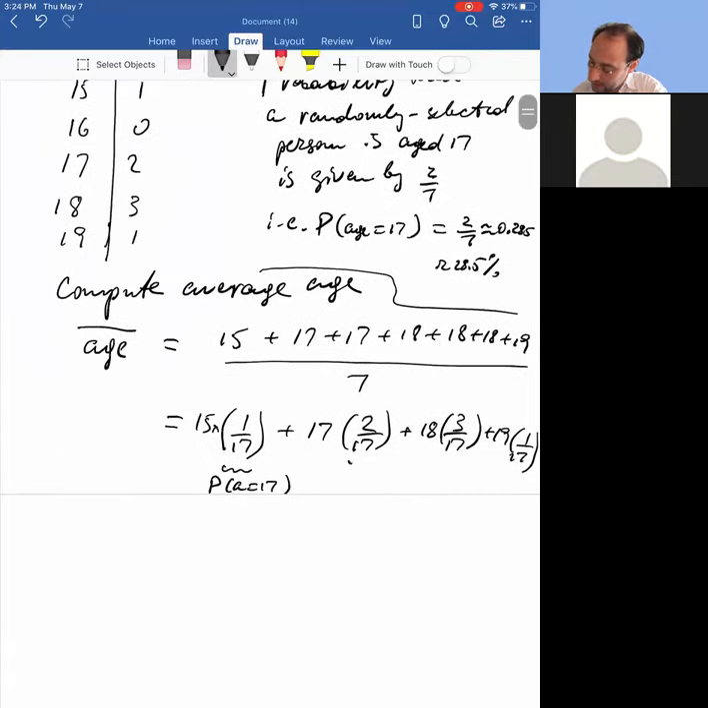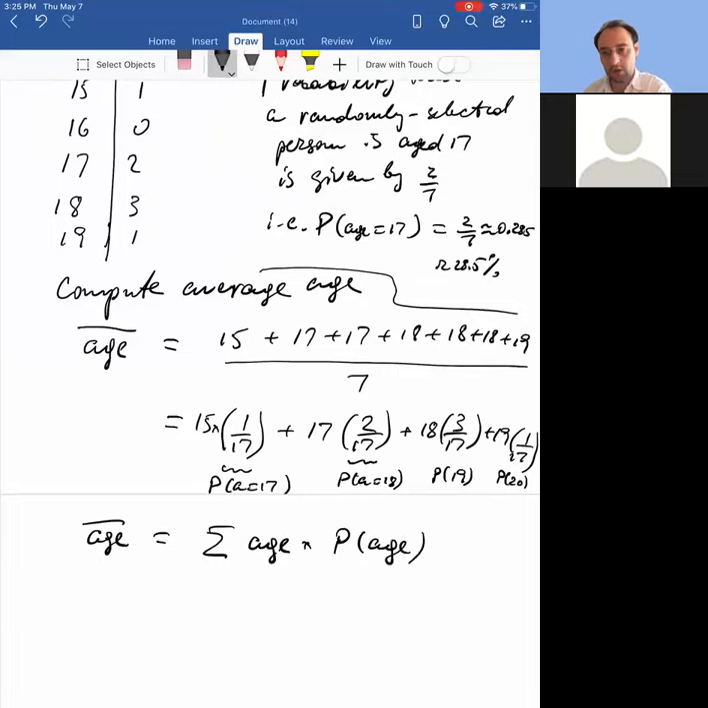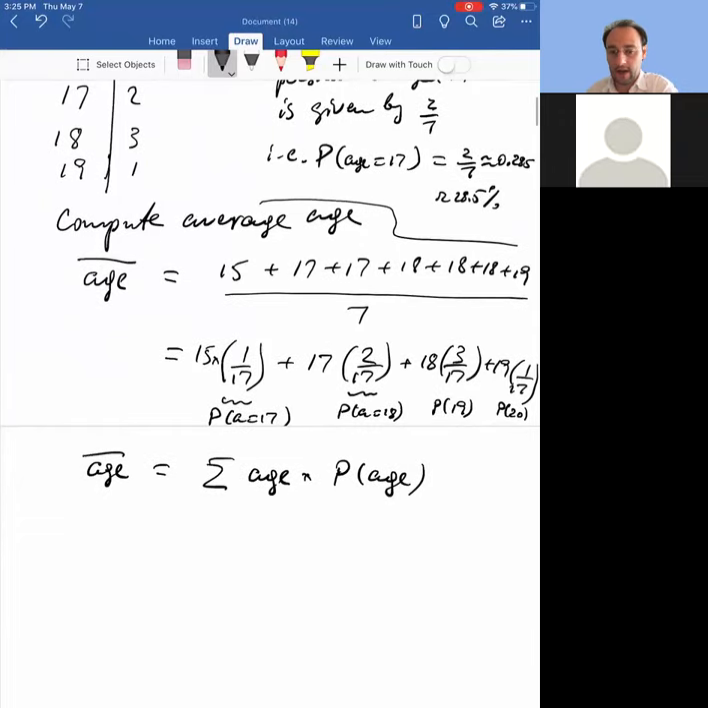Okay, so then we see that this is the probability that A equals 18. This is the probability of 19. I'm not going to say A equals, right? The argument of the probability function is 17, 18, 19, and 20. This is the probability of 20. So therefore, we can think of average age as a sum of age times probability of an age. That's a slightly more advanced way of computing the average. So this is the average or the mean value.